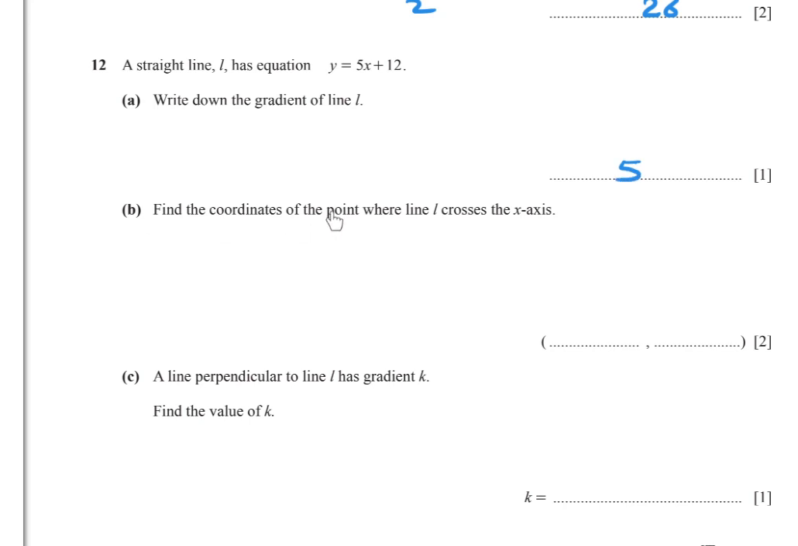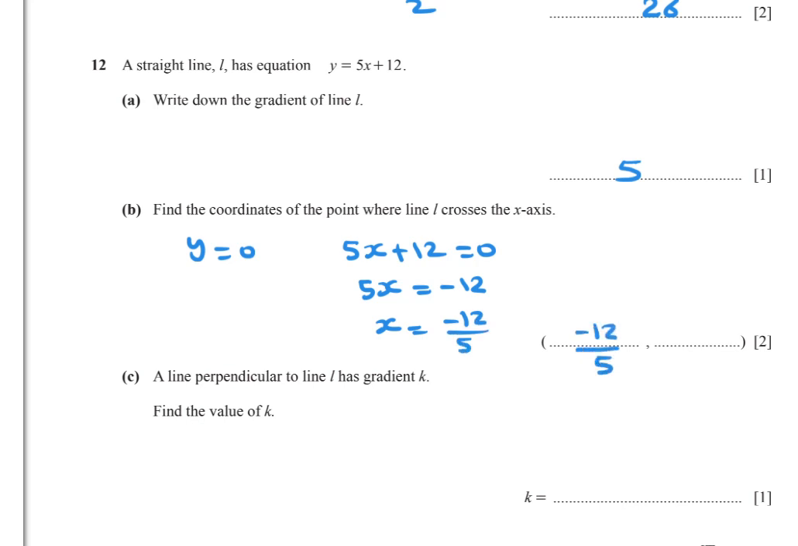B. Find the coordinates of the point where the line crosses the x-axis. Intersection with x-axis, so y equals 0. So 5x plus 12 equals 0. 5x equals negative 12. Divide by 5, divide by 5. So x equals negative 12 over 5. So the point is negative 12 over 5 and 0.